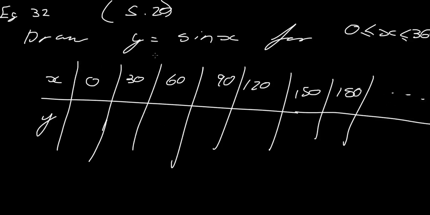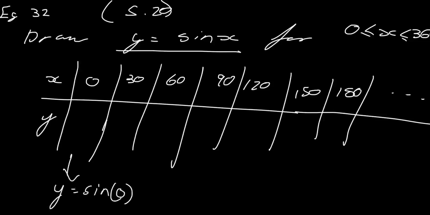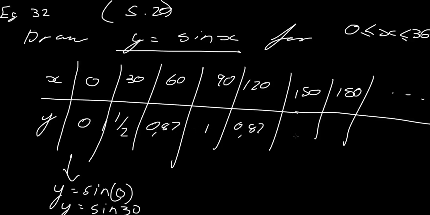So all you do is you calculate the value in your calculator. You type in y equals sine 0, and then it's going to say 0. Then you type in y equals sine 30, and you're going to end up with 1/2. So put that in your table, and so on. So let's just put in the rest of the values: 1, 0.87, 0.5, and 0, etc.